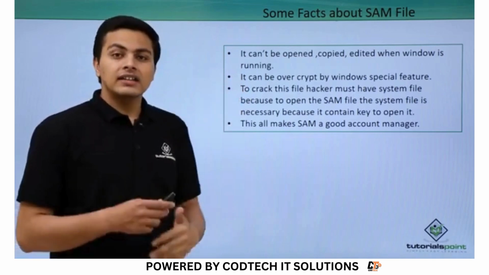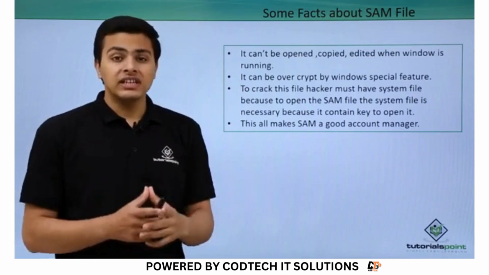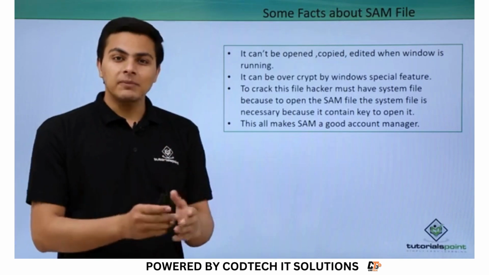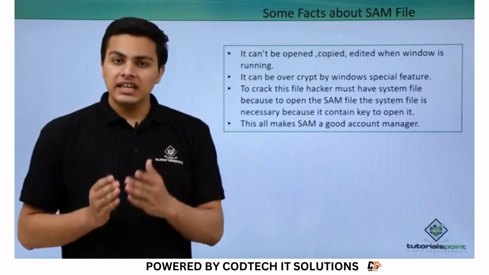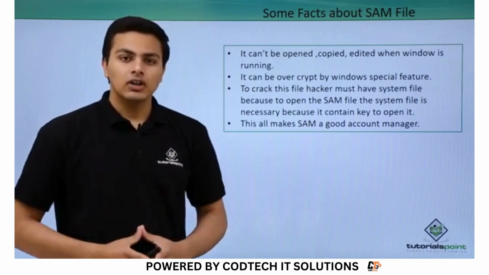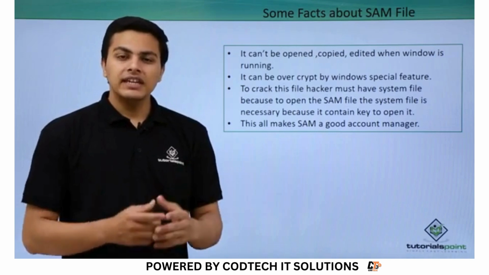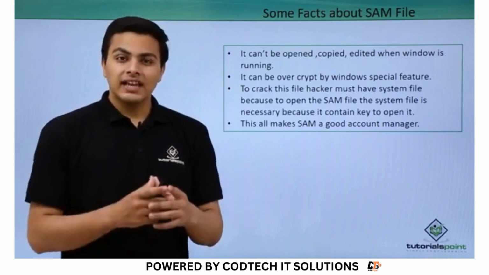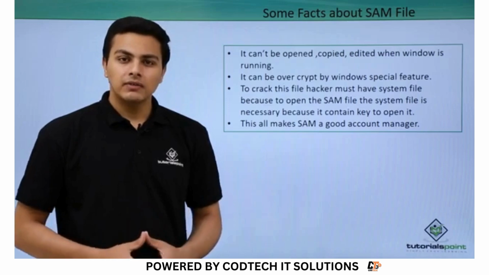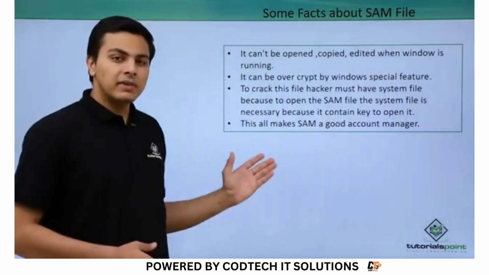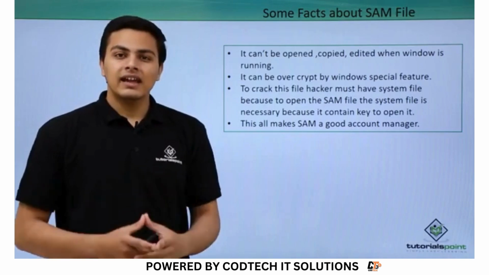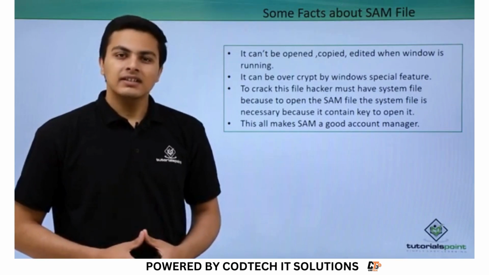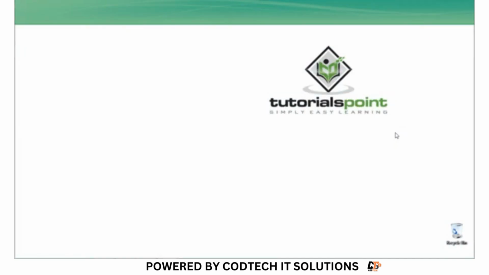But in order to find the password from the SAM file, or to see the content present inside the SAM file, we need one more file that is called system. The system file actually contains the key which is used in order to see the content of the SAM file. So as a hacker, we need two files. The first one is the SAM file, then the second one is the system file, in order to find the password from the SAM file. So all these things make SAM a good account manager. Now let's see how we can copy the SAM file and crack or find the passwords from the SAM file in our system.